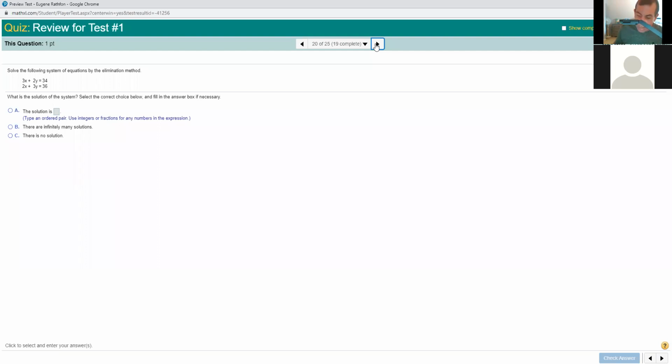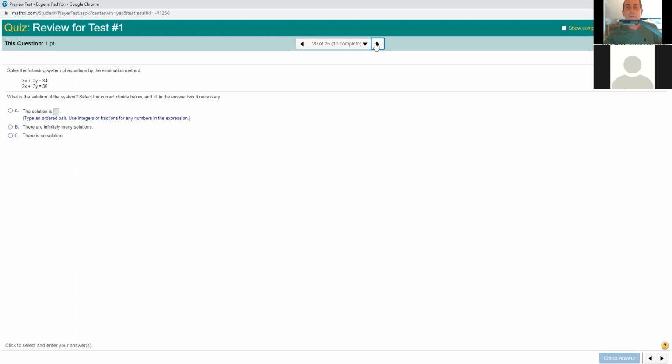All right, solve by elimination. So I got 3x plus 2y equals 34. 2x plus 3y equals, looks like a 36.